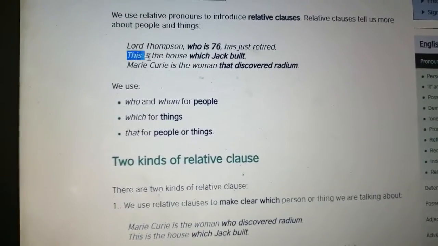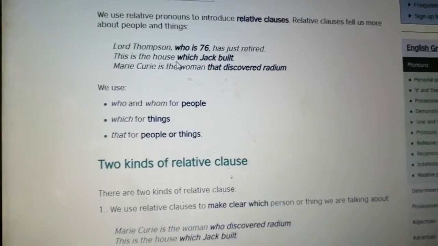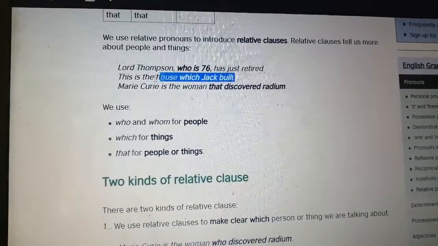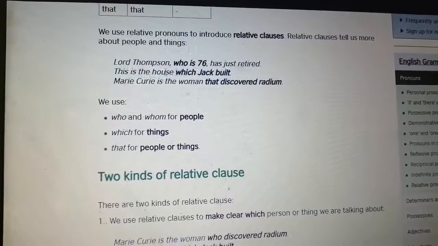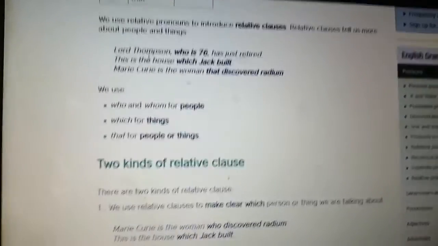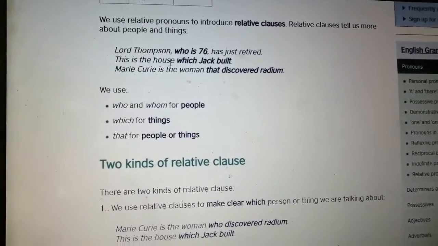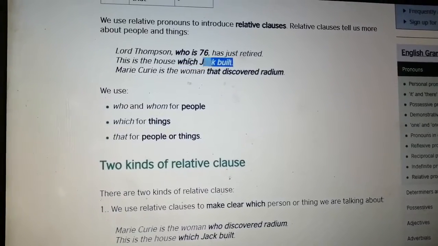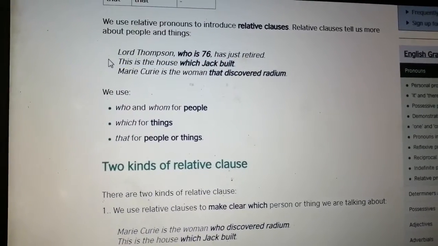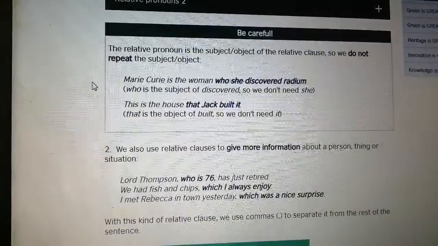Look at the second one. This is the house which Jack built. Here, this information is essential for the sentence to complete the meaning. This is the house is an incomplete sentence, so here which Jack built is necessary to the sentence to complete the meaning. So these are the two types of relative clauses.